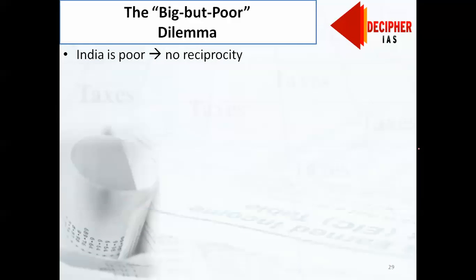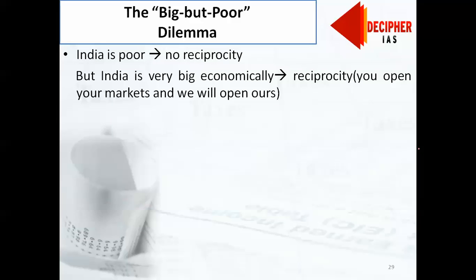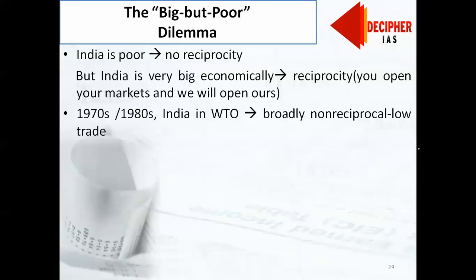Now the big but poor dilemma. Now India is poor, so India should get trade concessions from the developed world. But India is also very big economically, so the other economies or other trade partners want reciprocity from India, that India should open its market and the other economies will open theirs only. Now in the 70s, 80s, India in WTO was following broadly non-reciprocal low trade. Because India was having very low trade, the other countries didn't mind. But today, India's market is very big. So the other countries are demanding the reciprocity, that open your market too, only then we will open.